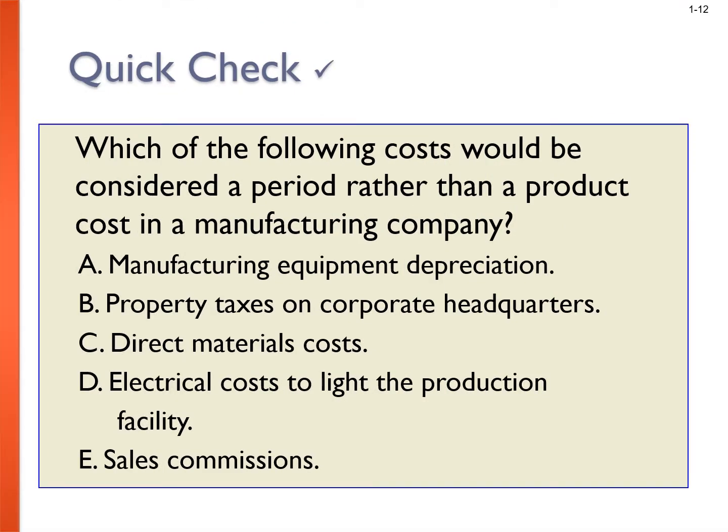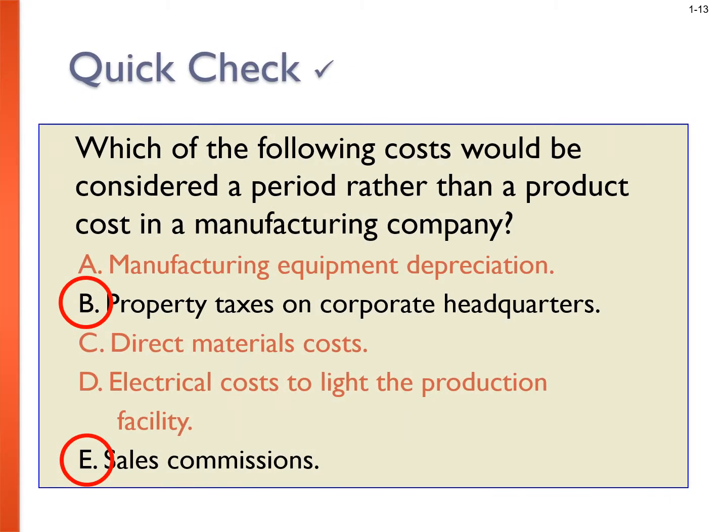So let's do a quick check. Which of the following costs would be considered a period rather than a product cost? Take a look. And your answer is B and D. The manufacturing equipment depreciation is necessary to produce the product. That's a manufacturing overhead. Direct material costs, definitely product costs. And then electrical costs to light the production facility, definitely a product cost, overhead. The other two, sales commission and property taxes, are period costs.